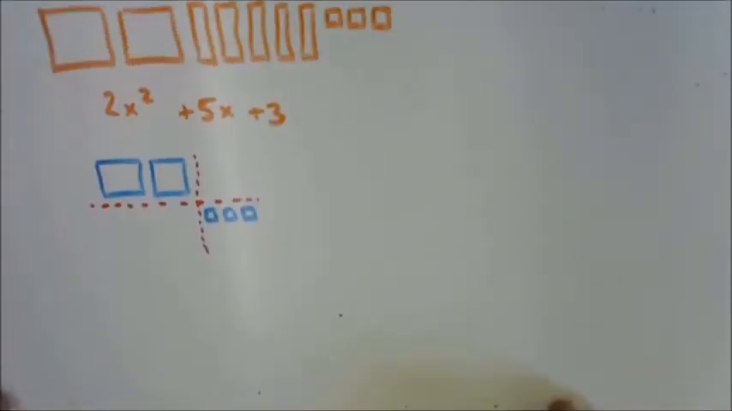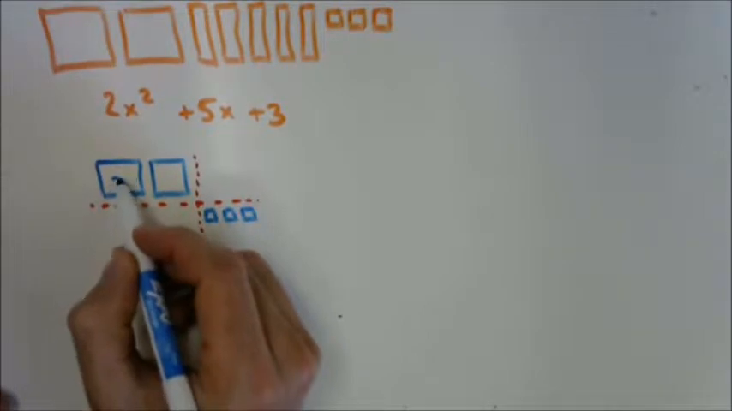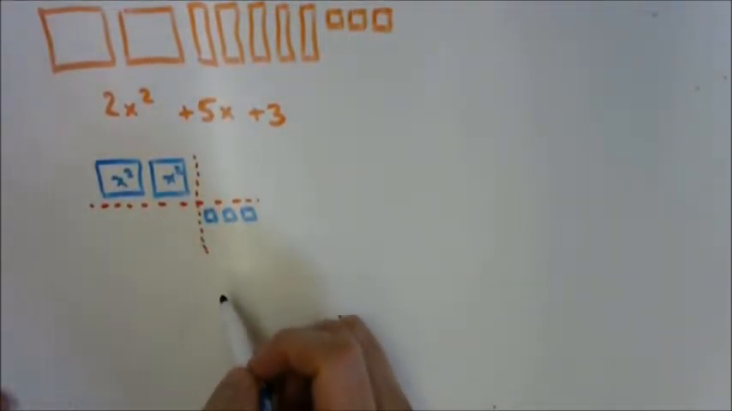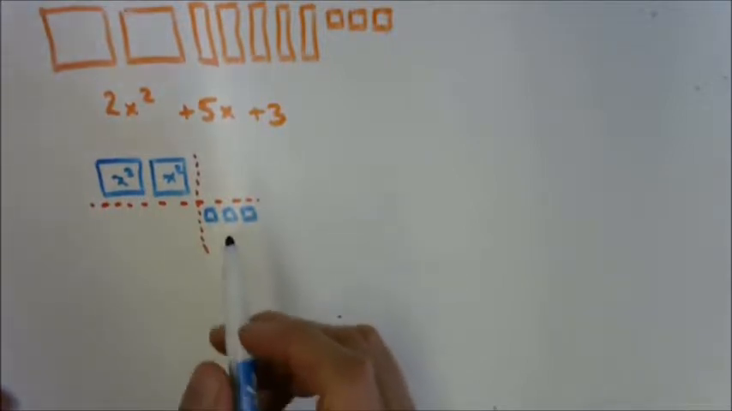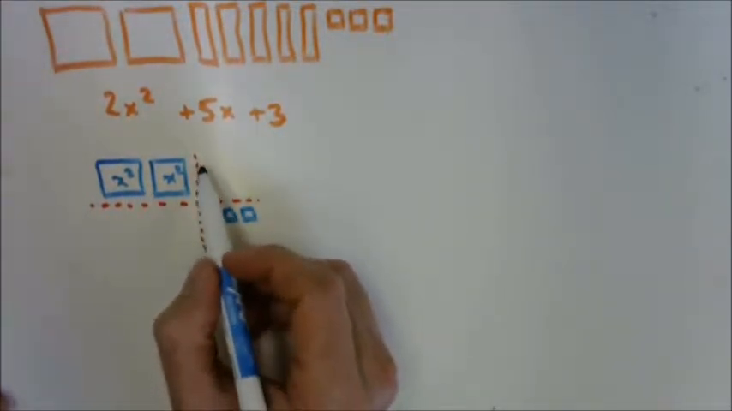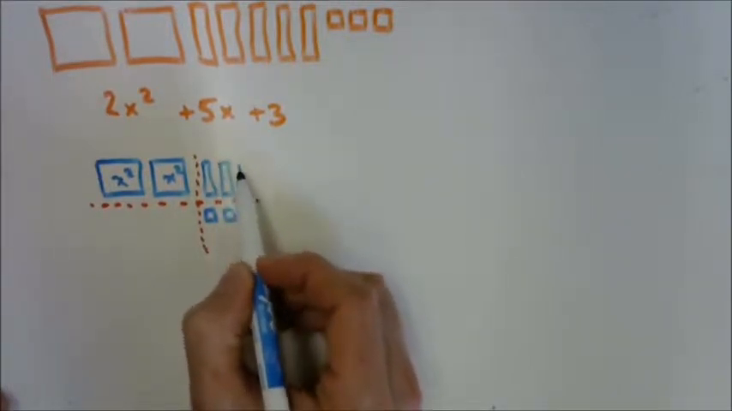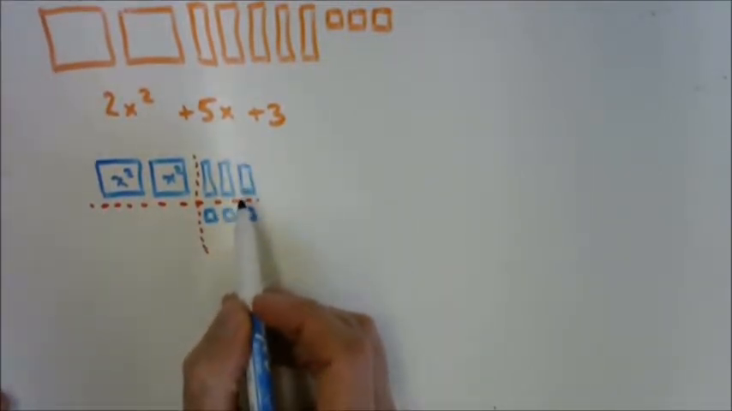Okay, so hopefully your grid looks something like the one I've drawn here. You have your 2x squareds in the top left corner, and you put your 1's down in the bottom right corner. And if you've done that correctly, your x's should fit perfectly in order to finish off the rectangle.